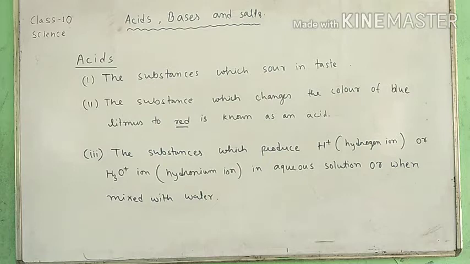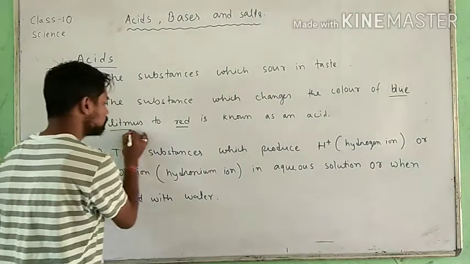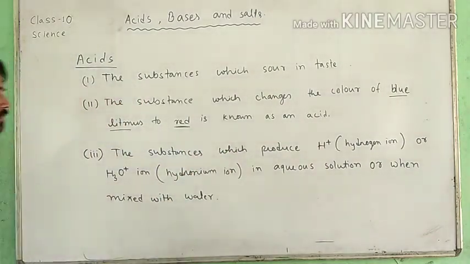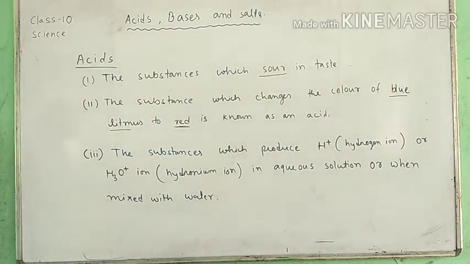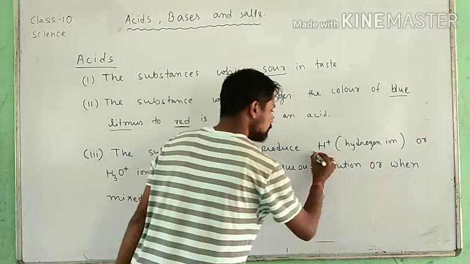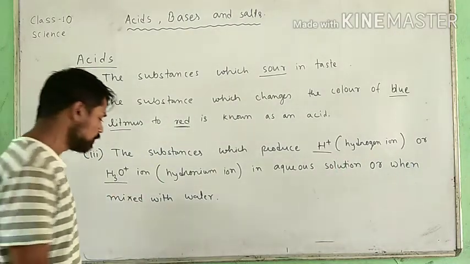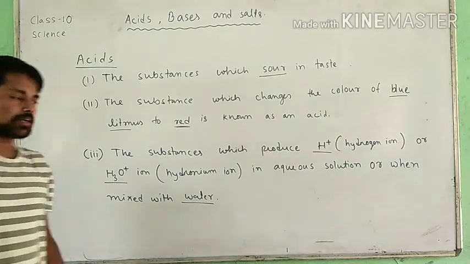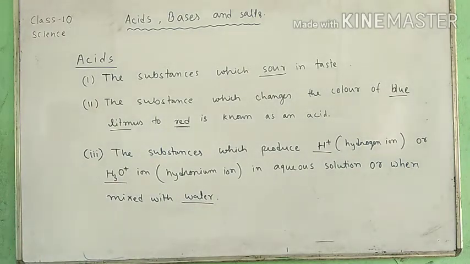First definition: the substances which are sour in taste are known as acids. The substance which changes the color of blue litmus paper to red is known as an acid. And the substance which produces H positive ion or H3O positive ion when mixed with water is known as an acid. Okay.